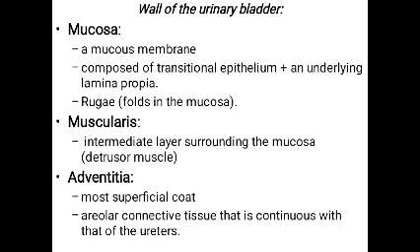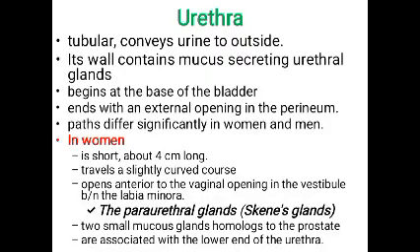Wall of the urinary bladder: mucosa, a mucous membrane composed of transitional epithelium plus an underlying lamina propria, with rugae folds in the mucosa. Muscularis, the intermediate layer surrounding the mucosa, is the detrusor muscle. Adventitia, the most superficial coat, is areolar connective tissue that is continuous with that of the ureters, just like this diagram. Second diagram.